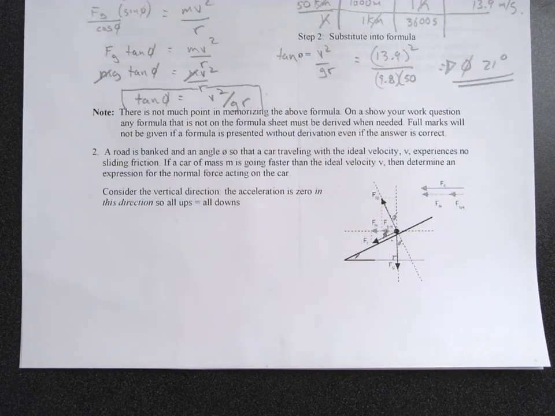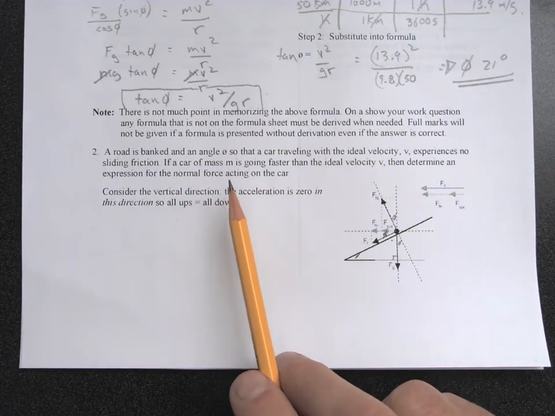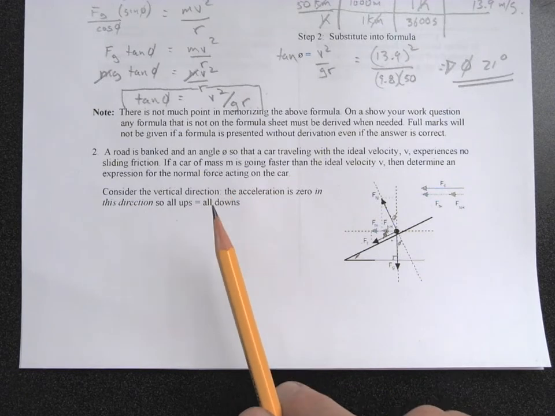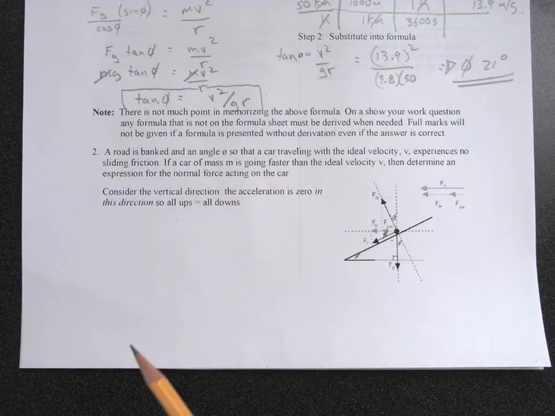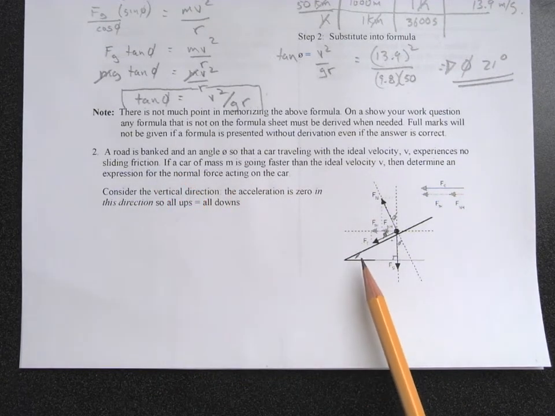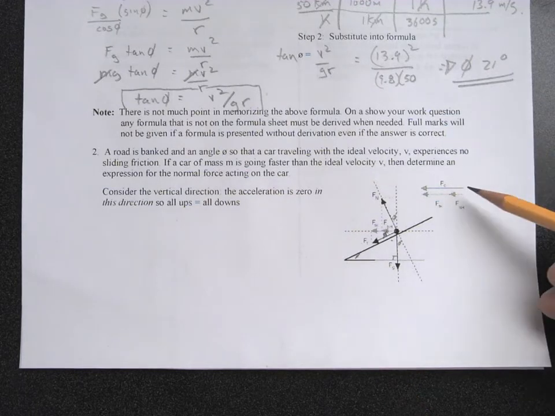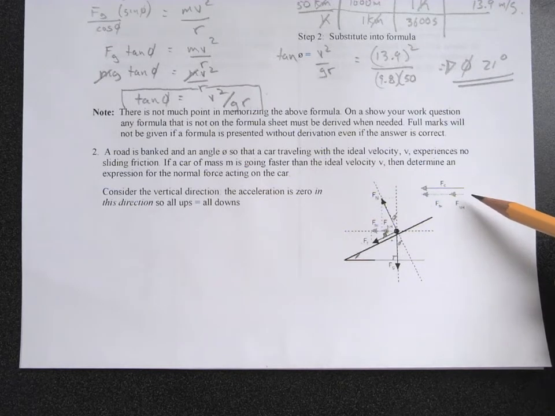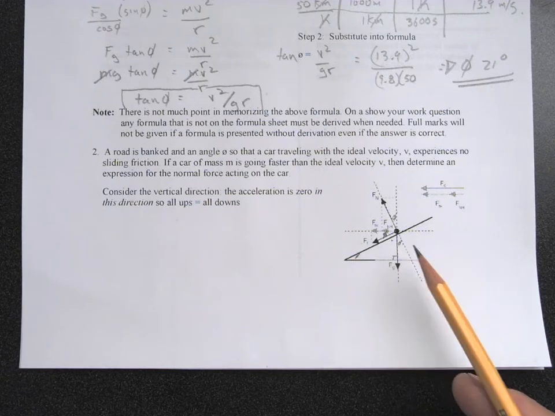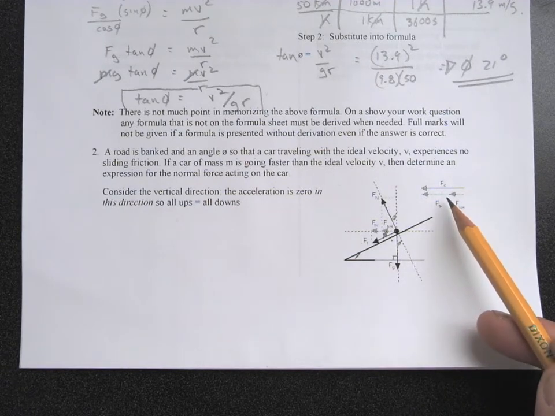Okay, so in this case, we have case 1. We are traveling too fast. The road is designed to go at the ideal speed, and we're going to exceed that. We're going to need a very, very large centripetal force, and that's going to come from two forces added together: the horizontal force of friction added to the horizontal component of the normal force. Going very, very fast around a corner requires a larger centripetal force, so it's an addition.